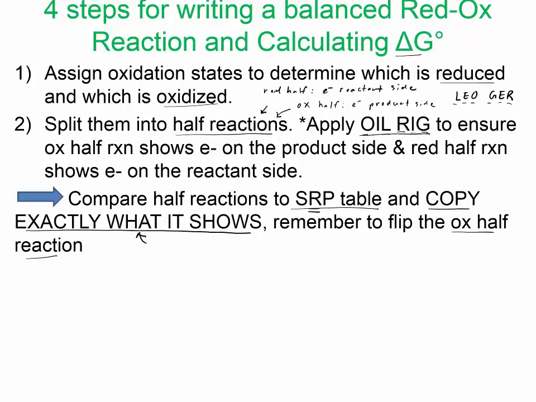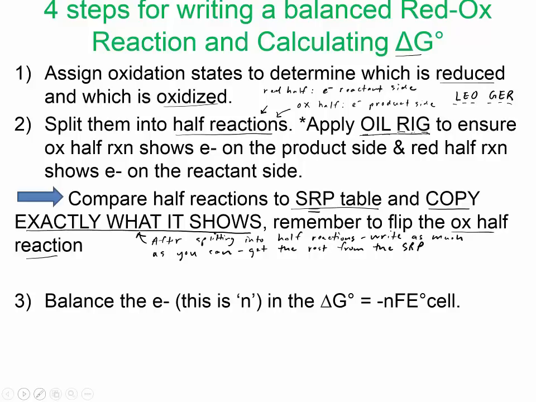What this really means is, once you split the reaction up, after splitting into half reactions, just write as much as you can of the half reactions, and get the rest from the SRP table. Like I said, I think you'll get more of what that means when we look at an example, and then I'll come back to this slide to show what that means.